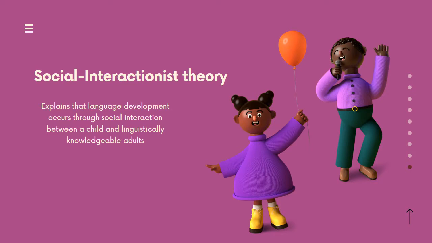And then we have social interactionist theory. It explains that language development occurs through social interaction between a child and linguistically knowledgeable adults. So I think this theory is pretty straightforward, and I don't think I need to elaborate more on this.